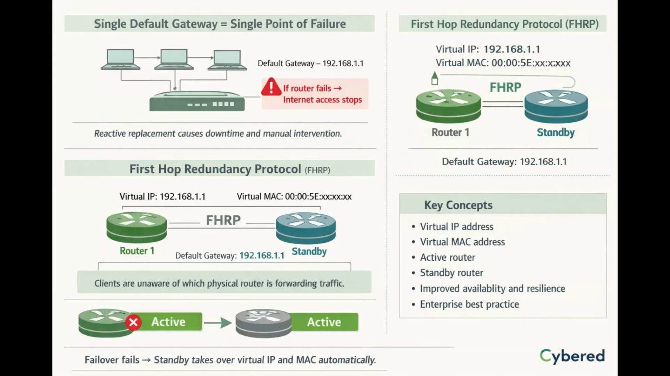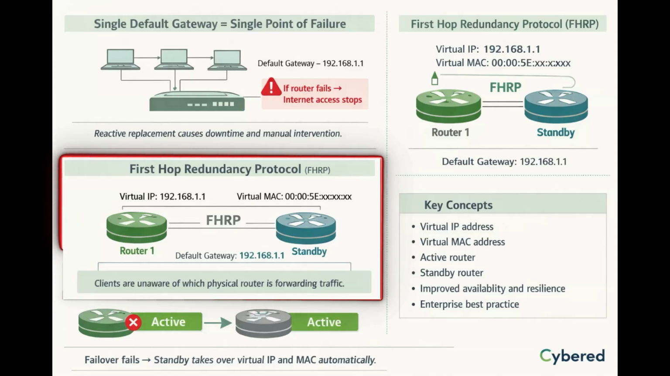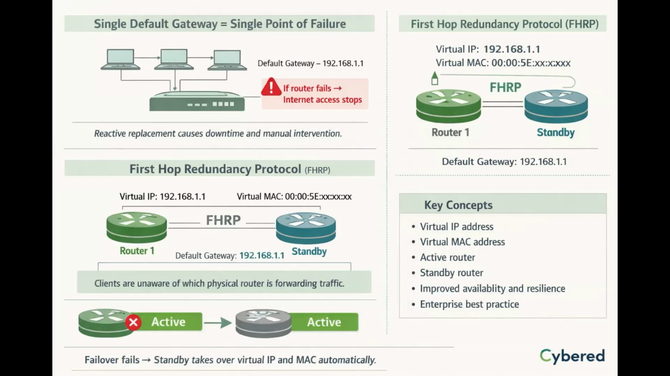A common reaction would be to replace the failed router and reapply the configuration. While this works, it is a reactive solution that causes downtime and requires manual intervention. First Hop Redundancy Protocols provide a proactive solution. FHRP allows two physical routers to operate as a single virtual default gateway by sharing a virtual IP address and a virtual MAC address. Client devices use this virtual IP address as their default gateway and remain unaware of which physical router is actually forwarding traffic.